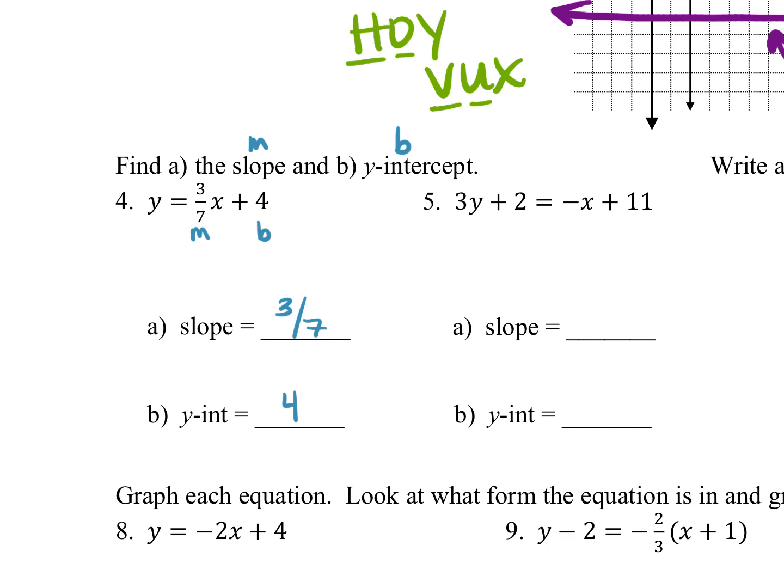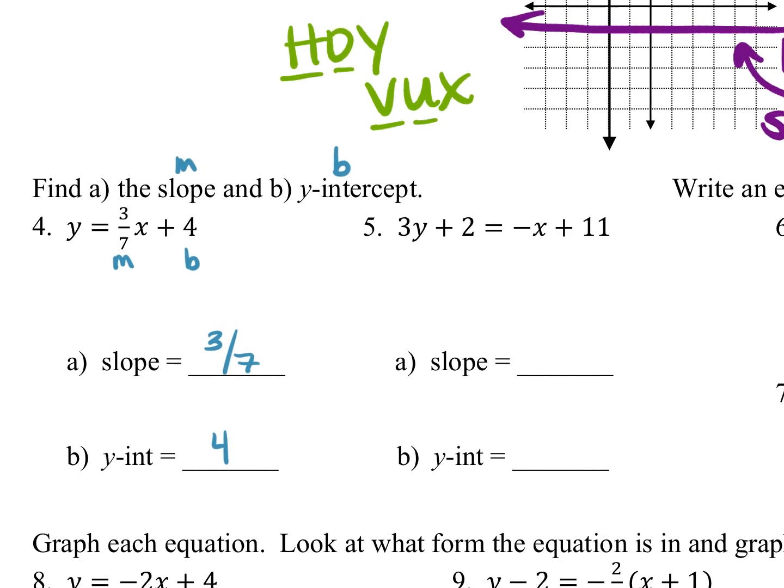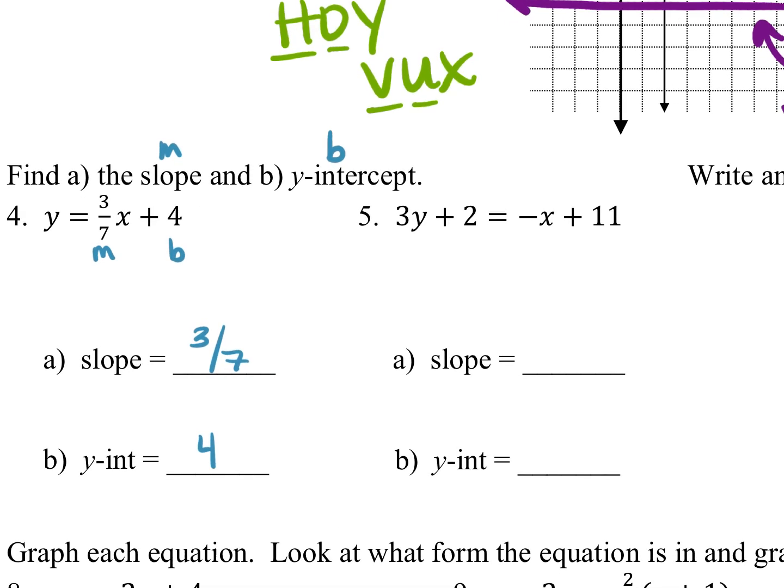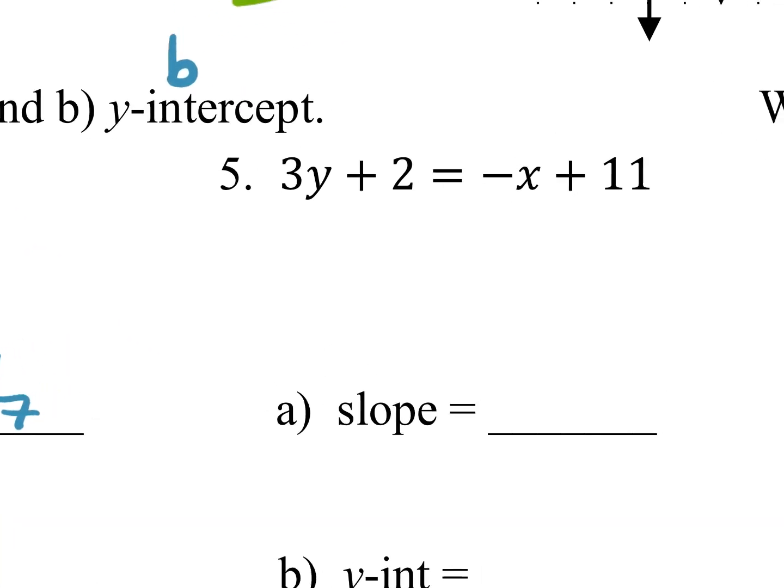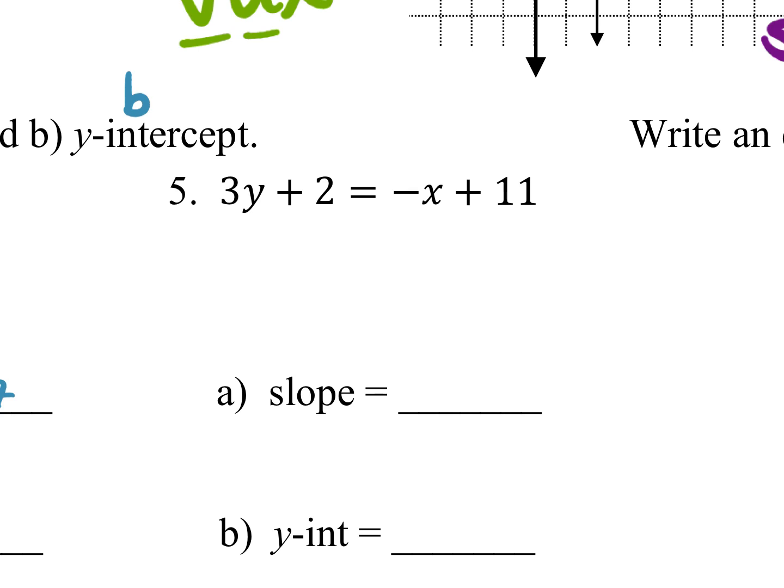Okay. Now number 5 is a little different because it's not in slope-intercept form, but you need a slope and an intercept. So what we're going to do is we're going to solve for y. Okay, we want it to be y equals something. So what we're going to do is I'm going to take away a 2. So I get 3y equals negative x, and then 11 minus 2 is a positive 9. And then your next step would be then to divide by 3 on everything.